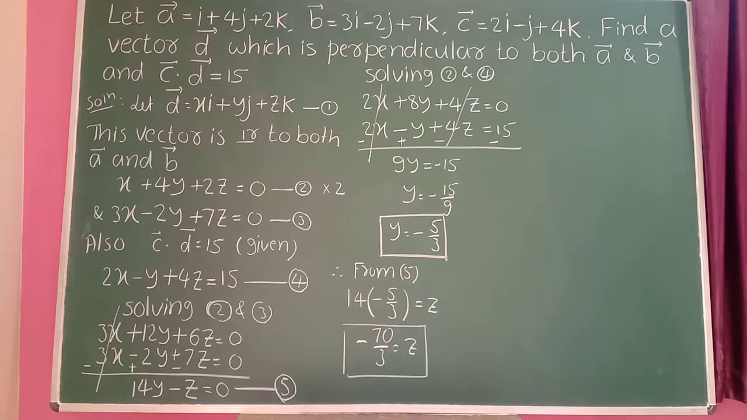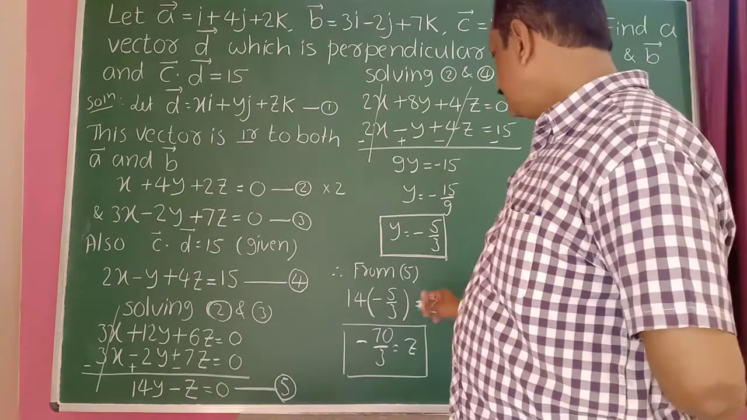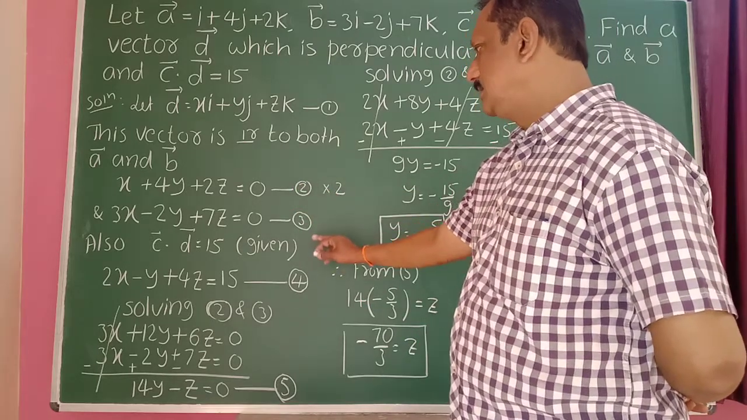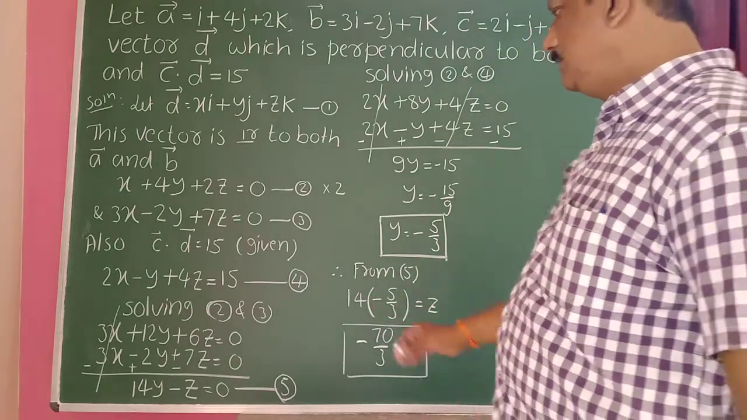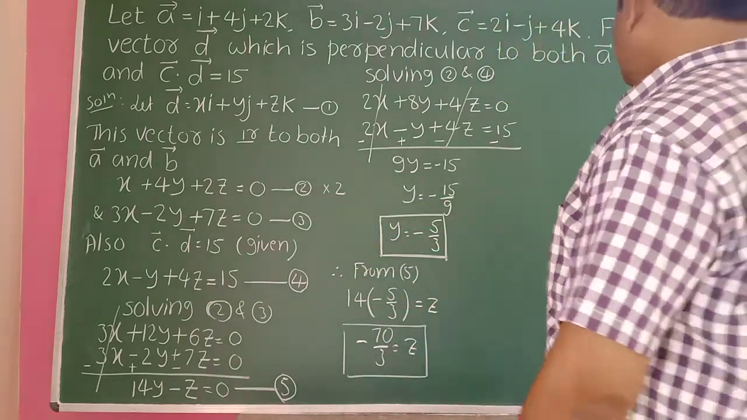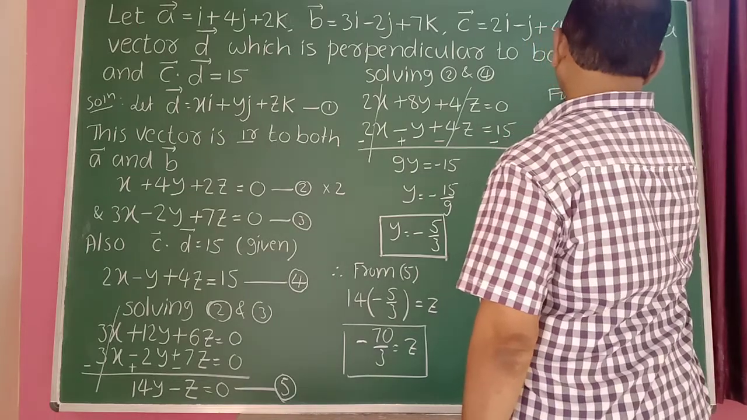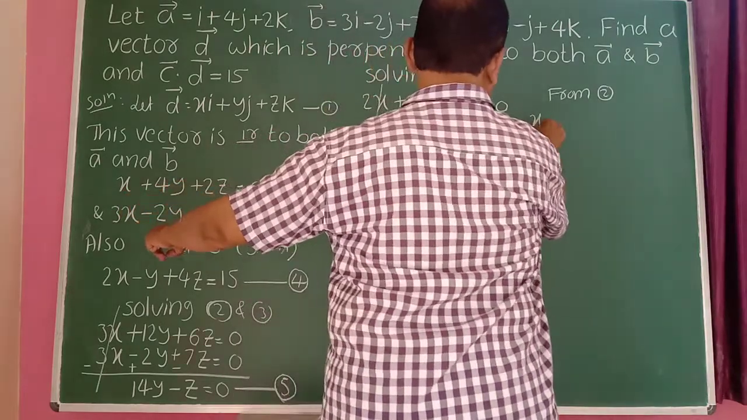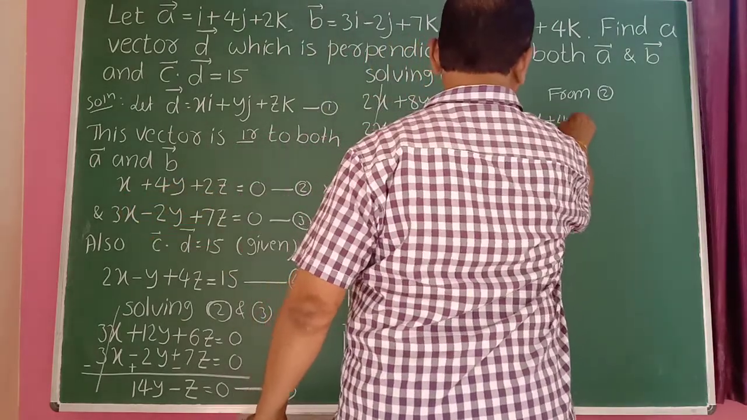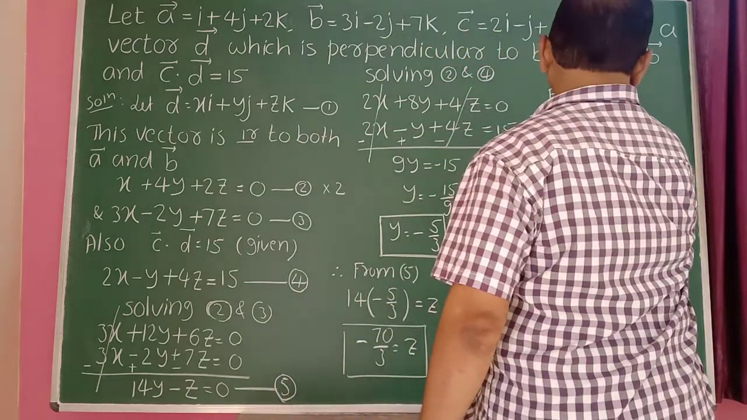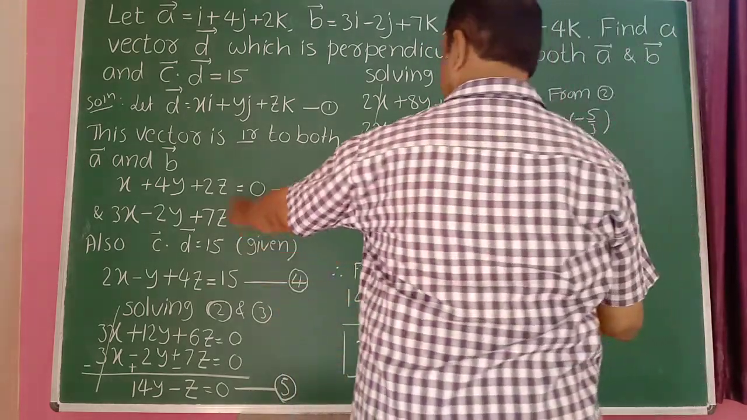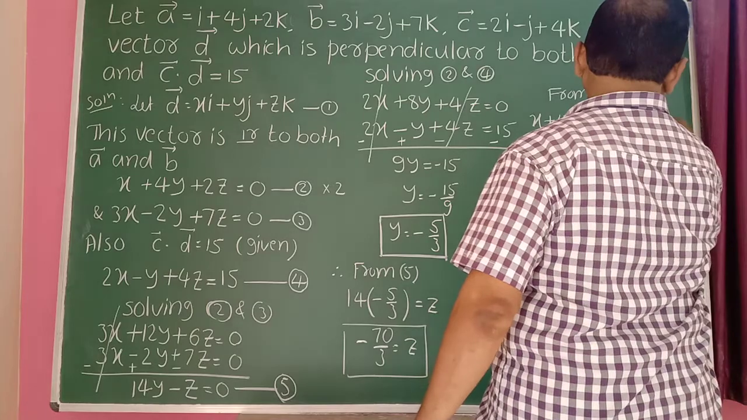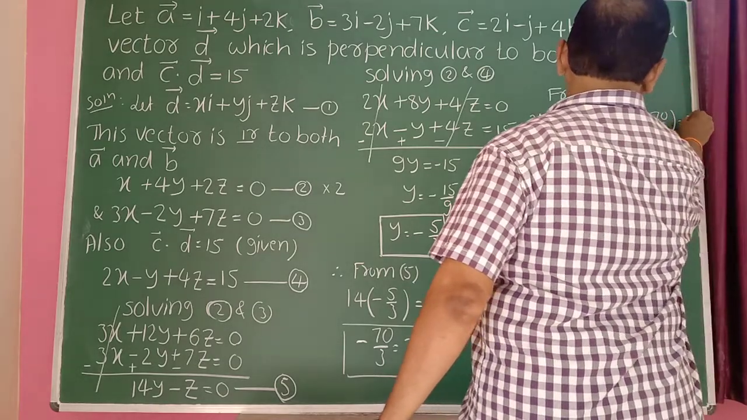Next we want the x value. So substitute y and z in any one equation. Either we can take 2 or 3 or 4, you choose any one. It is better to take the second equation. From equation 2, write x as it is, then plus 4 into y, which is minus 5 upon 3, plus 2 into z, which is minus 70 divided by 3. That is equal to 0.